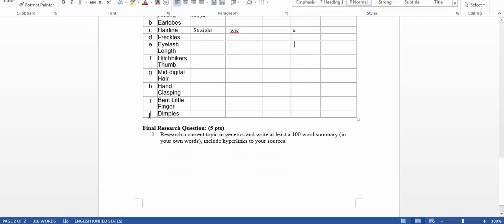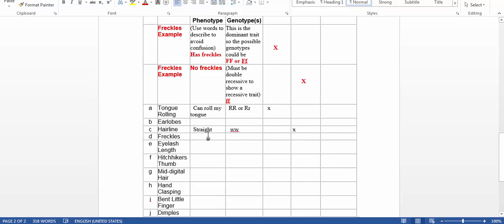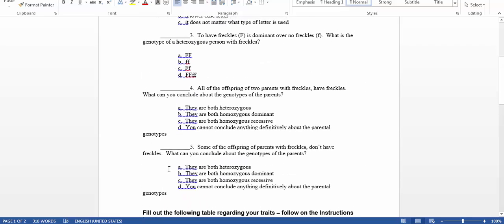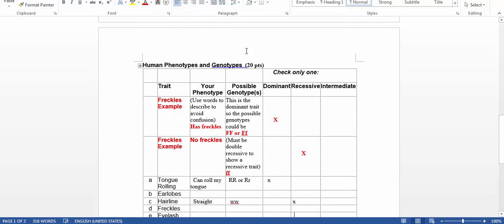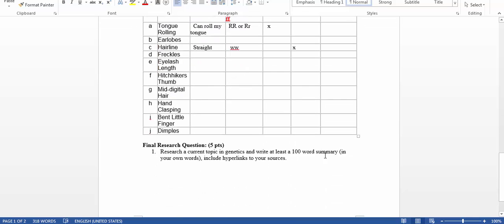And then you're going to research a current topic in genetics. It can be anything. So just Google genetics, current, go on a current science page. Find something interesting and write about it. At least a 100-word summary, and be sure to include the hyperlinks to your sources. That's the same if you did the Punnett squares as are these questions. They're the same. The only thing that's different is you're doing your human genetics instead of the Punnett squares. All right, let me know if you have any questions, and good luck.